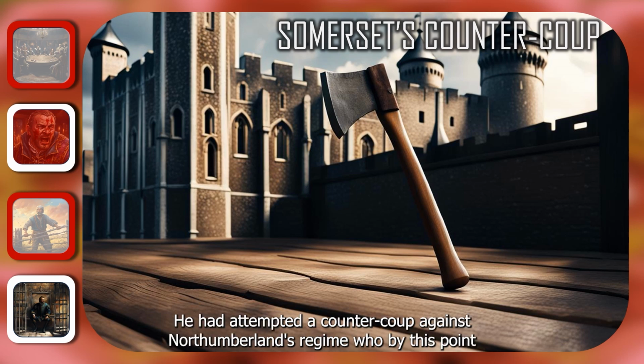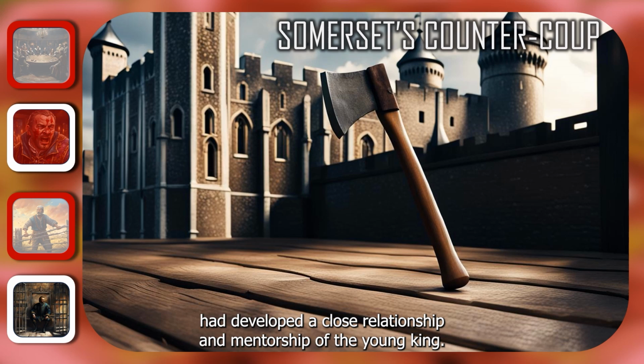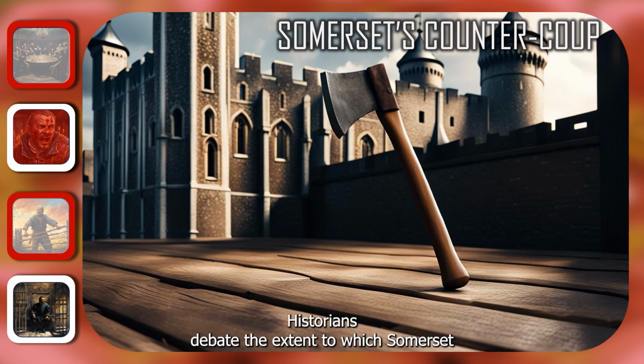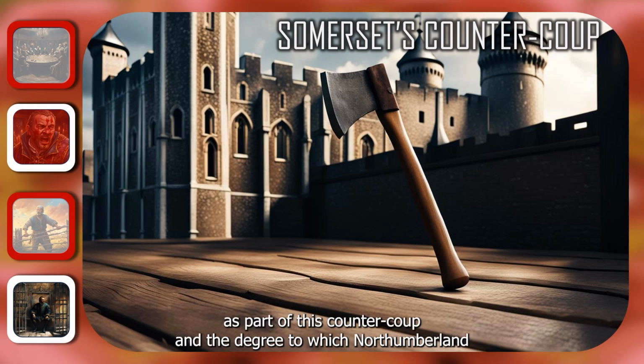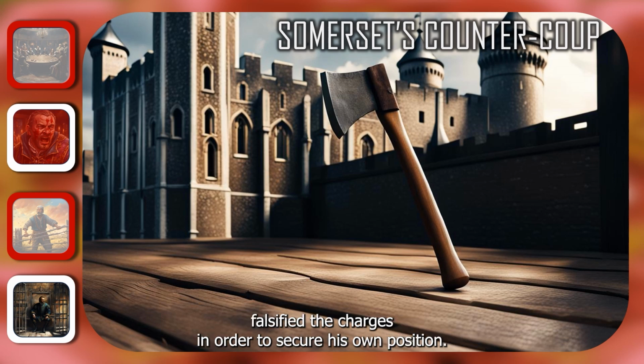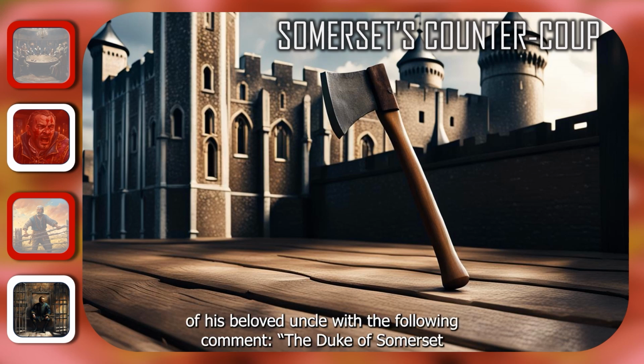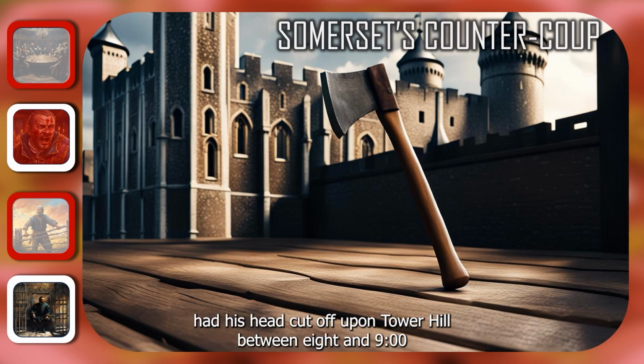Allegedly, he had attempted a counter-coup against Northumberland's regime, who by this point had developed a close relationship and mentorship of the young king. Historians debate the extent to which Somerset did attempt to regain control of the council as part of this counter-coup, and the degree to which Northumberland falsified the charges in order to secure his own position. Nonetheless, in January 1552, Somerset was executed on charges of felony. In his diary, the boy king impassively noted the execution of his beloved uncle with the following comment: "The Duke of Somerset had his head cut off upon Tower Hill between 8 and 9 o'clock in the morning."